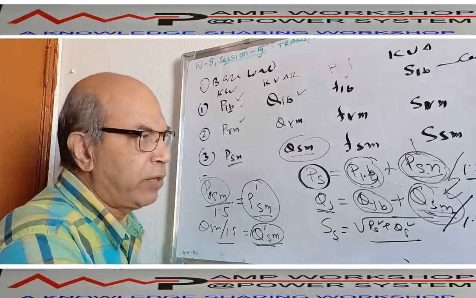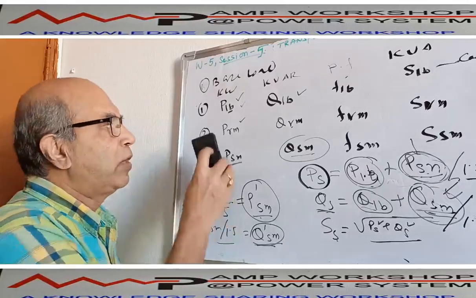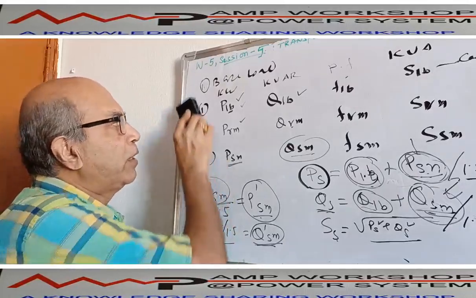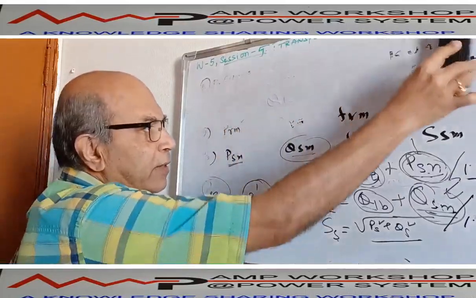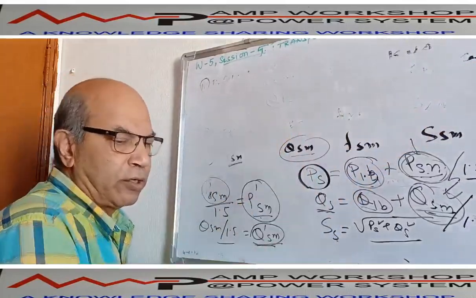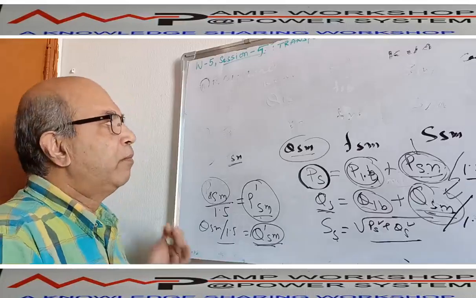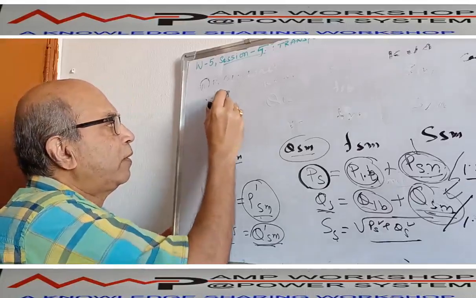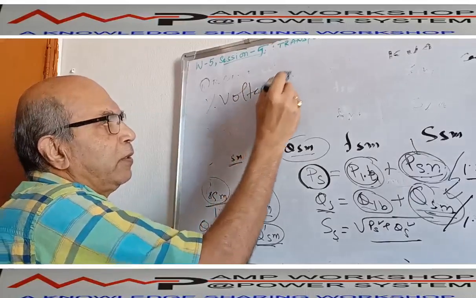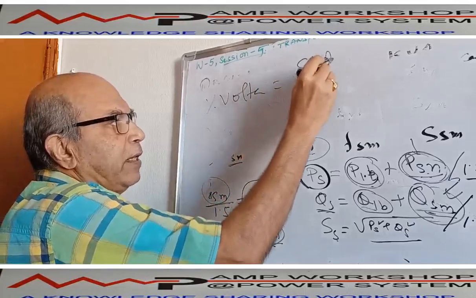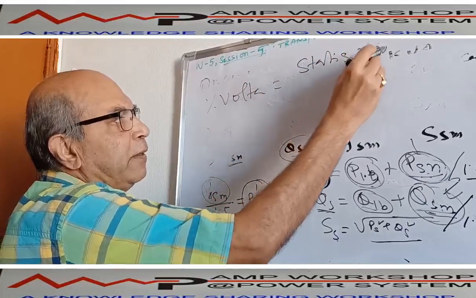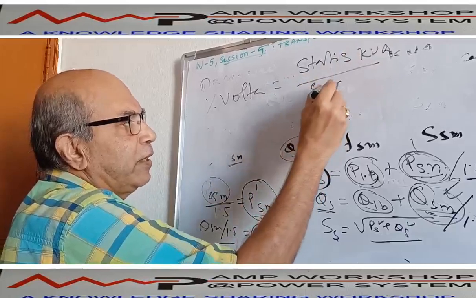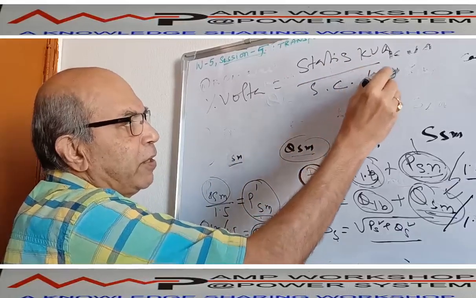There are two ways we can calculate the voltage drop. How can we calculate it? The percentage voltage drop is equal to the starting KVA divided by the short circuit KVA of the transformer. That is one way we can calculate.